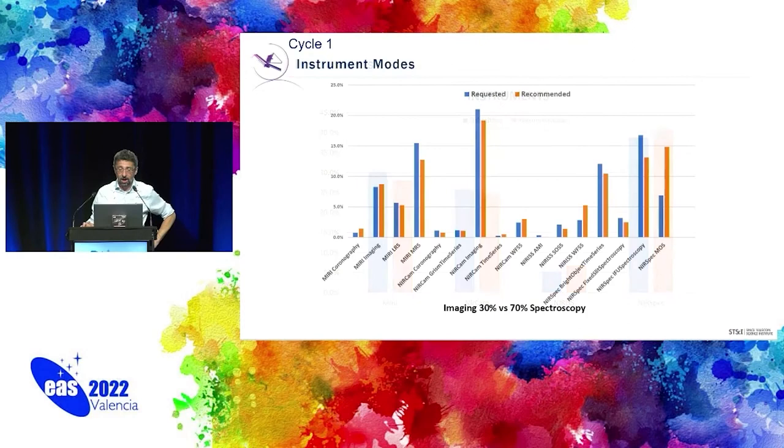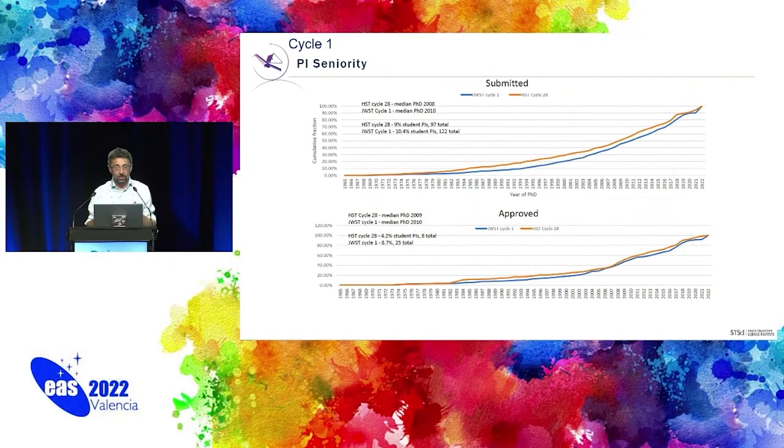If you split the allocated observing time and requested observing time across observing modes, the interesting aspect is that 70% of the time has been requested for spectroscopy, which reflects this fantastic range of spectroscopic modes offered by Webb. And in terms of seniority, it's interesting to notice that there's been a good component of junior applications, with the fraction of student applicants and awarded time higher than in HST Cycle 28. So it goes in the good direction, and it's a good sign.